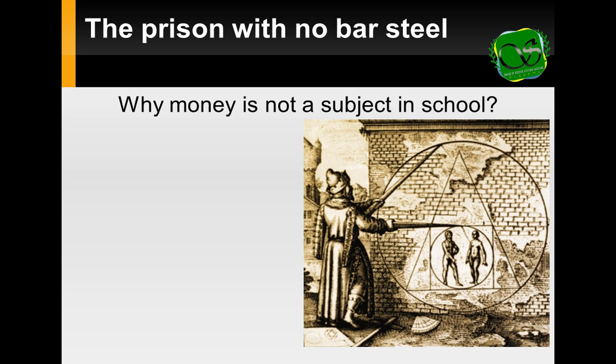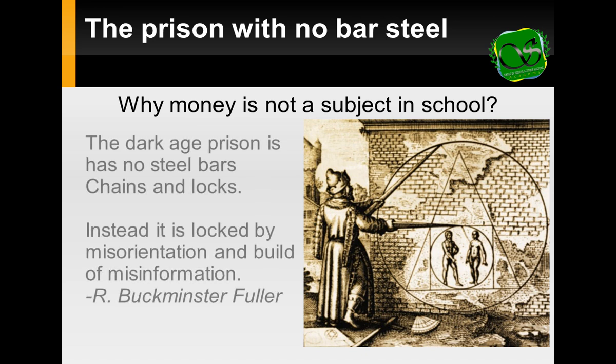That's why I can't talk about money. I can't ask why the rich become richer, why the poor become poorer. I can't ask that question. It's forbidden to ask someone. Okay, great. So this is the thing. The edge of the prison has no steel bars, chains, and no locks. Instead, it is locked by misorientation and built of misinformation.